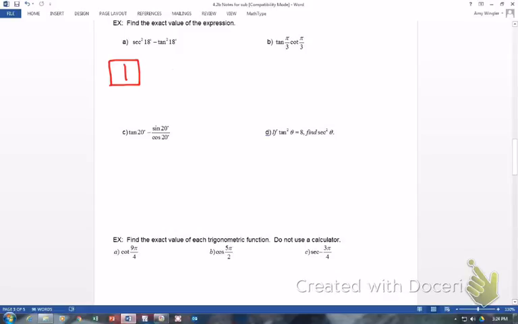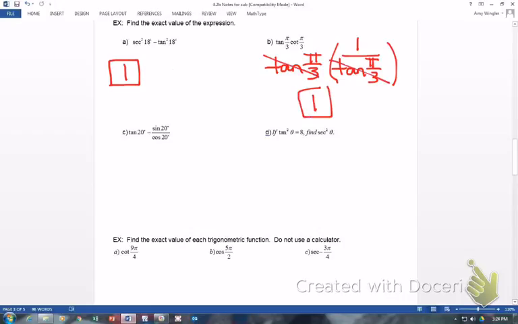On the next one, tangent of pi over 3 times the cotangent of pi over 3. Well, you know tangent and cotangent are reciprocals of one another. So if you leave the tangent of pi over 3 alone and you use your reciprocal identities to rewrite cotangent as 1 over tangent, then you can see the tangent of pi over 3 cancels and you're left with just 1.